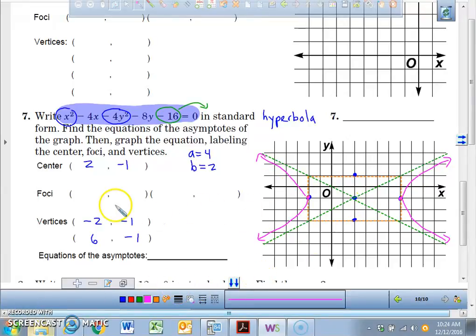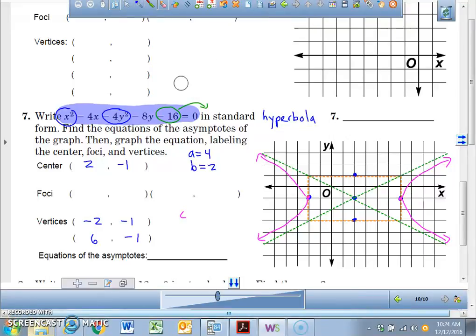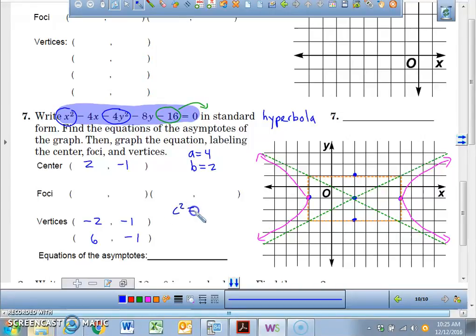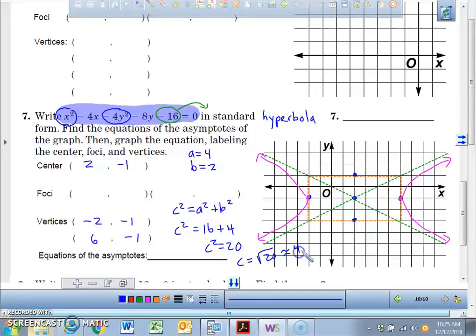All right, so the last things we need to find right here are the foci. There's an equation that's going to help you with that. In a hyperbola, you're going to have c squared equals a squared plus b squared. Our a squared is 16, because 4 times 4 is 16. Our b squared is 4, because 2 times 2 is 4. So c squared equals 20. So c equals the square root of 20, which is approximately equal to 4.47. However, the simplified version, if you wanted to simplify the radical, would be 2 radical 5.